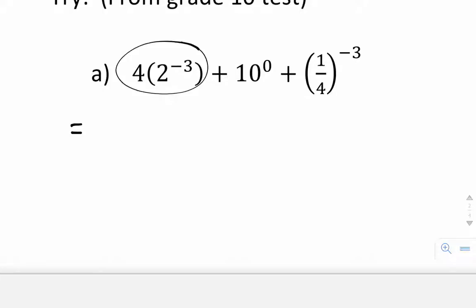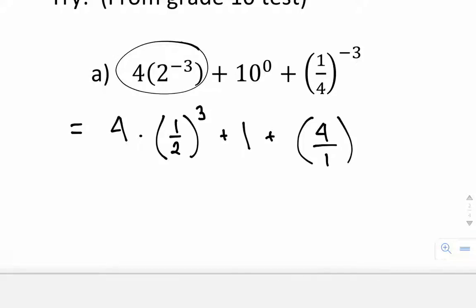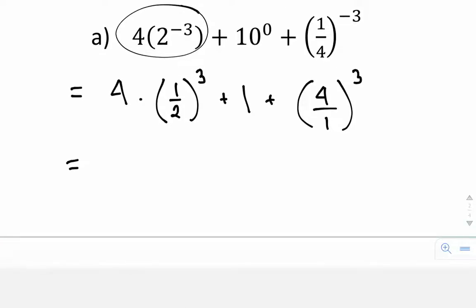So the first one I'm going to do is with this term, I'm going to reciprocate that 2 and raise it to a positive exponent. So I'll have 4 multiplied by 1 over 2 to the positive 3. Now remember, anything to the exponent 0 is going to be 1. And then this base here, I reciprocate it, write it to the positive 3. So let's actually do some calculations now. When I raise that base to the exponent 3, I get times 1 over 8 plus 1. I'll leave that there for now.